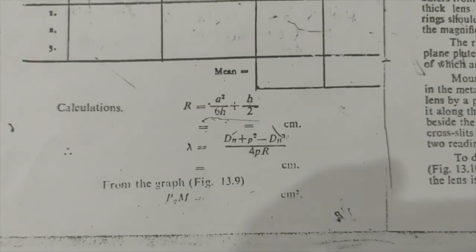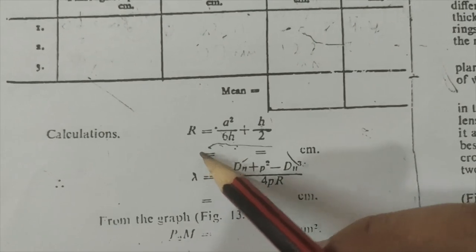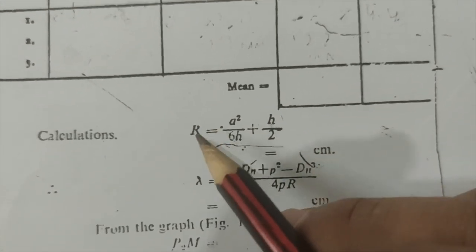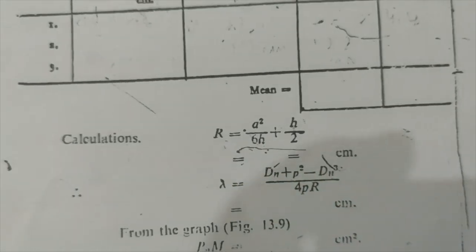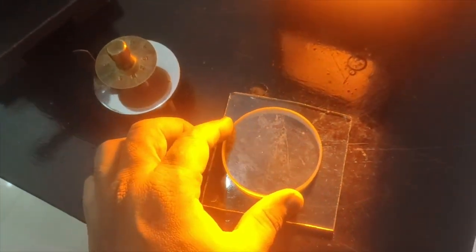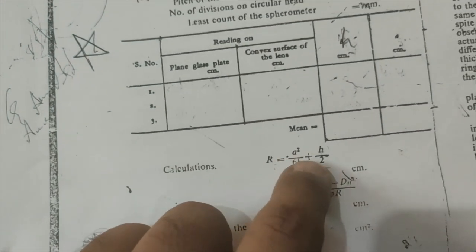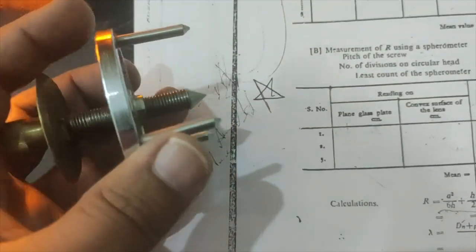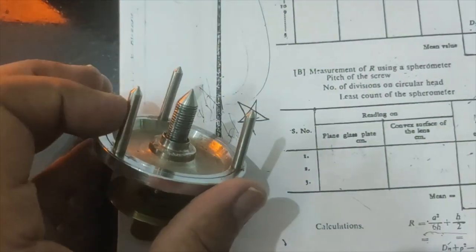The formula which I am going to use, the first one, is R equal to A squared by 6H plus H by 2. I need this to calculate the radius of curvature of this plano convex lens by using the spherometer, where A is the distance between the legs of the spherometer.